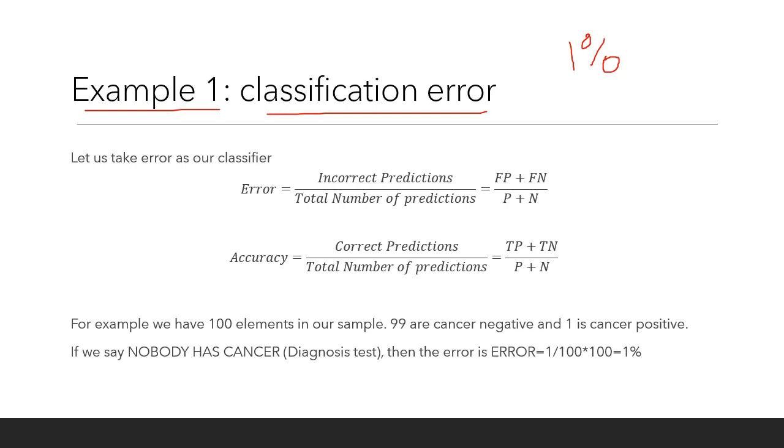But sometimes it's not that good. For example, let's do an example here, and that happens a lot with diagnostics. Okay, so what's the error? First of all, that type of error puts on top the false positives and the false negatives, and the bottom is all the population.